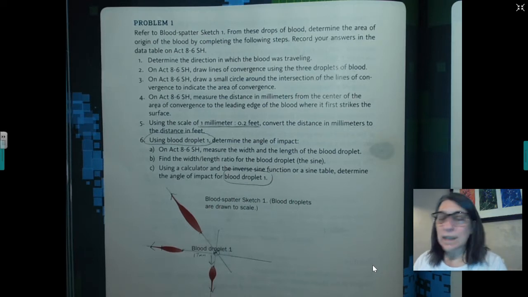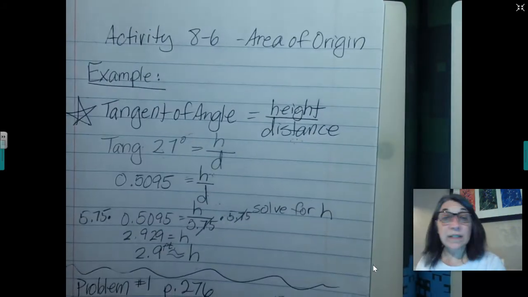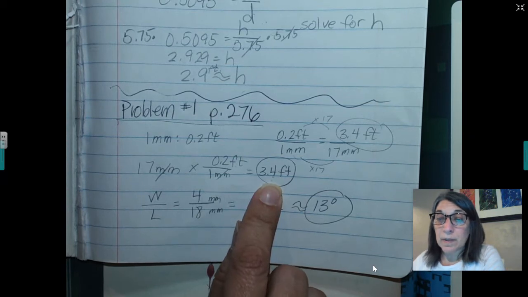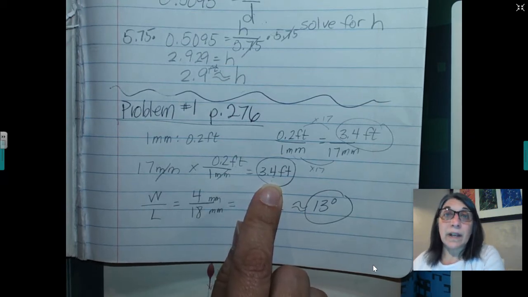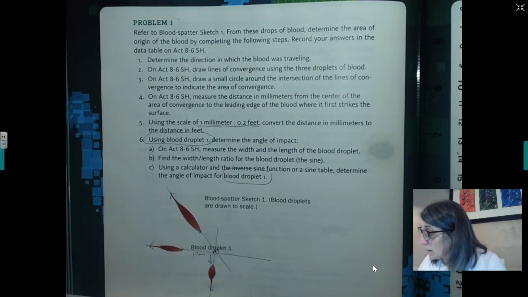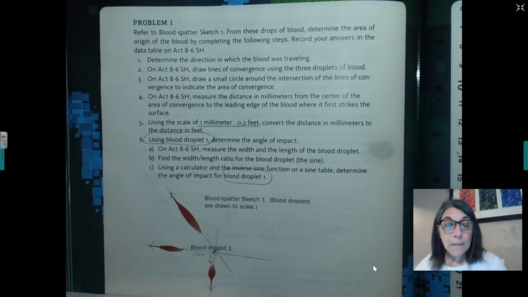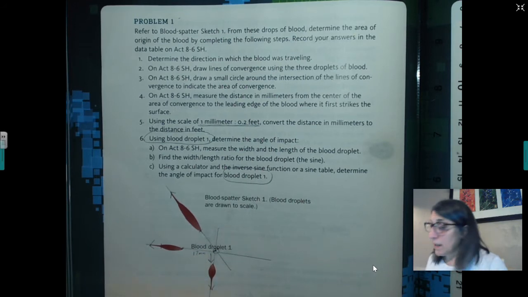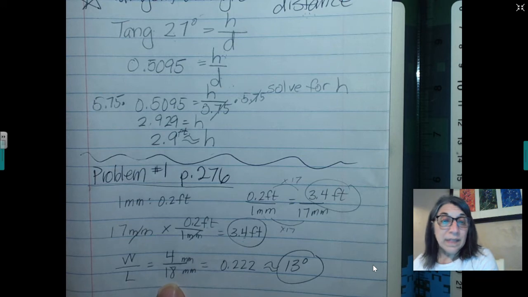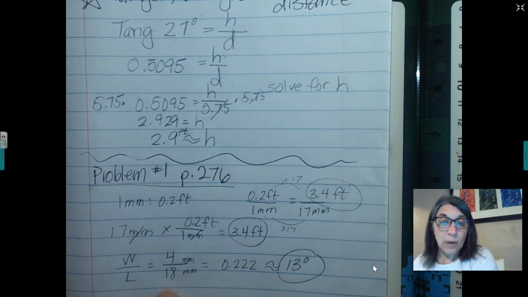So here's the last thing we did: we figured out the distance that we need by measuring from the middle of the area of convergence to the edge of the blood drop. And then we looked at the length and width of one of the blood drops that they told us to use. We figured out it was 17 millimeters, sorry. And then we converted that 17 millimeters to 3.4 feet. And then I think this is the part we left off at.